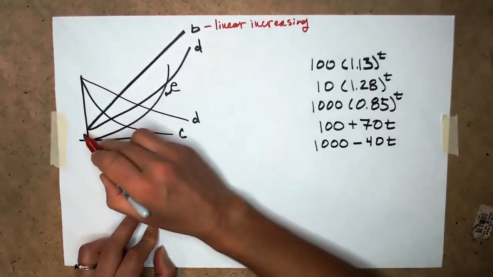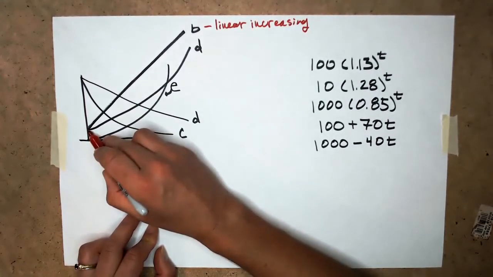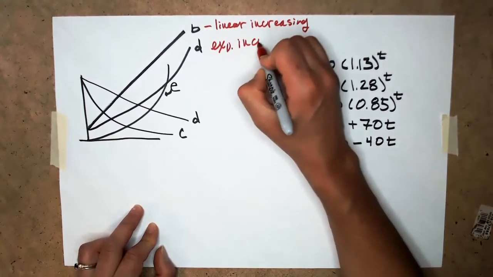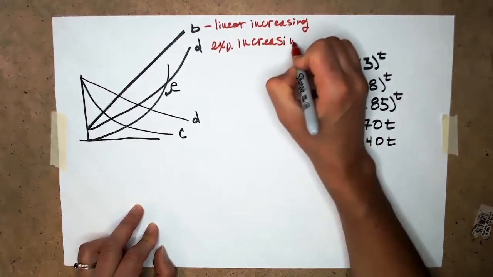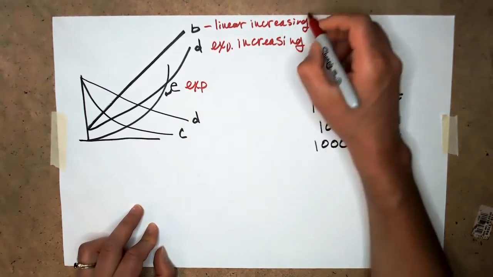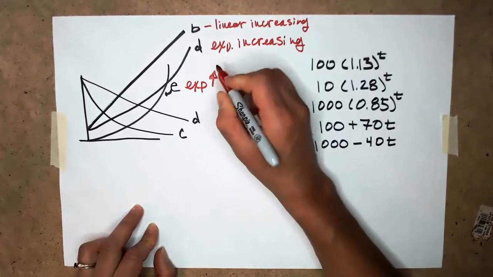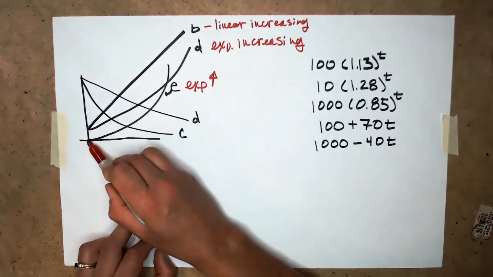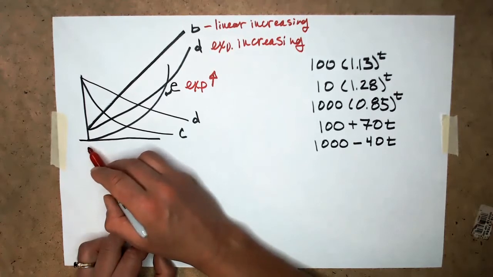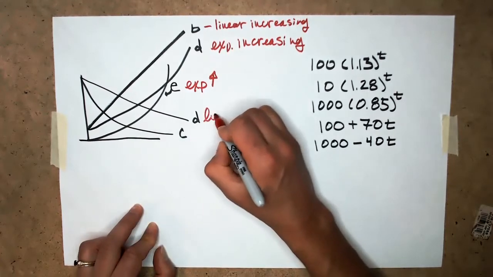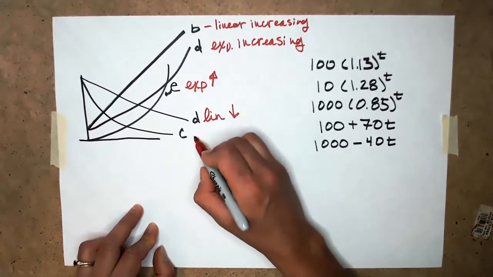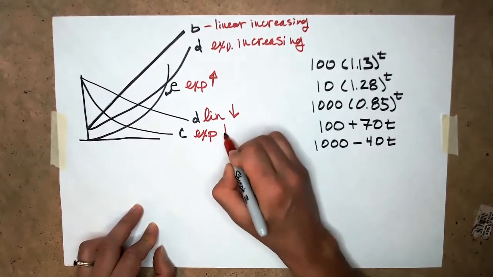That D starts out at the same place as B and is exponential and increasing. E is also exponential and increasing. I'm just going to do a little uppy arrow. Notice E starts out lower than D, but is growing faster. A is linear and decreasing, and C is exponential and decreasing.